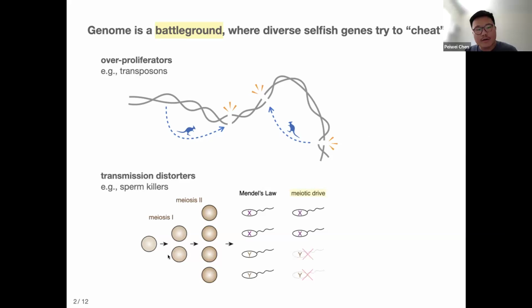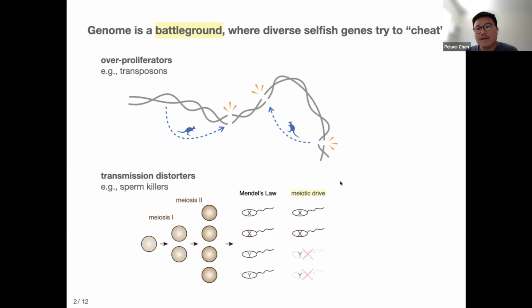For example, in the male meiosis, we start from one diploid cell that divides twice to generate 4 haploid cells, which then differentiate into mature sperm. According to Mendel's law, each haploid gamete carries either one of the 2 homologs. So for sex chromosomes, for example, each sperm either carries the X or the Y chromosome, and both the X and Y have 50% chance to be inherited to the next generation. But if selfish genes on the S chromosome try to cheat, they can find ways to selectively kill the Y-bearing sperm, thereby increasing the chance of S chromosome to be inherited to more than 50%, sometimes almost 100%. This is a phenomenon that we call meiotic drive, which violates Mendel's law.